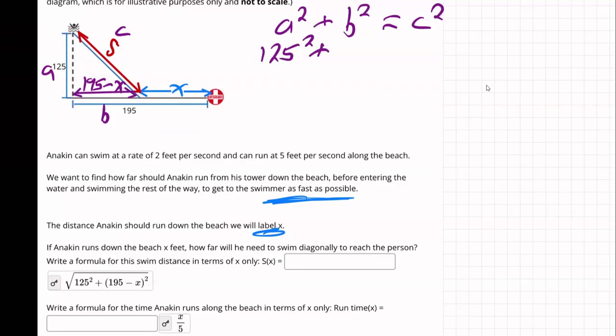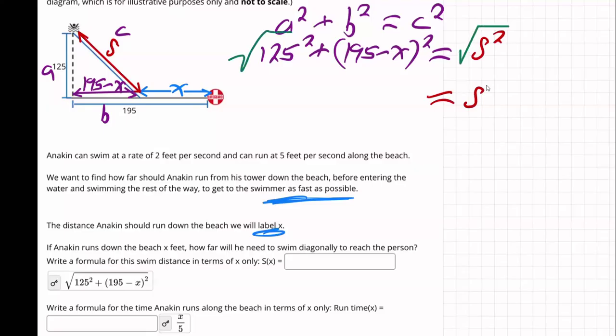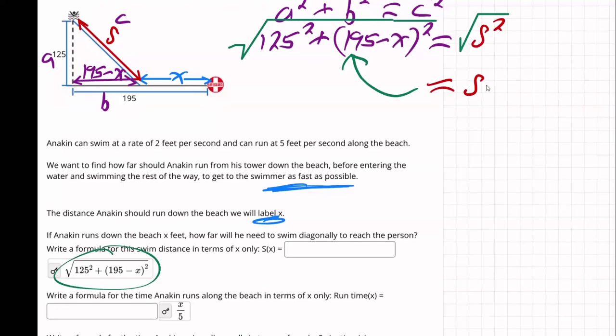125 squared plus (195 minus x) quantity squared is s squared, the swim distance squared. So now how do we solve for the swim distance? We're going to square root it, aren't we? Whatever you do to one side, do to the other. So there it is. That is the swim distance: the square root of 125 squared plus (195 minus x) squared. So that's the swim distance in terms of x.